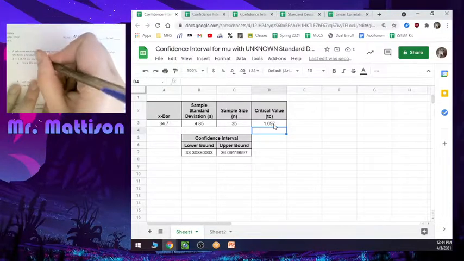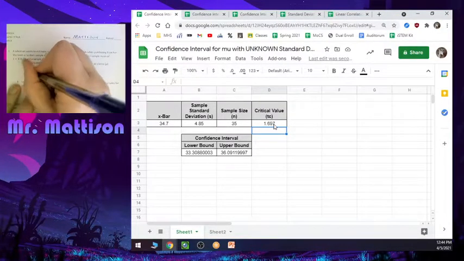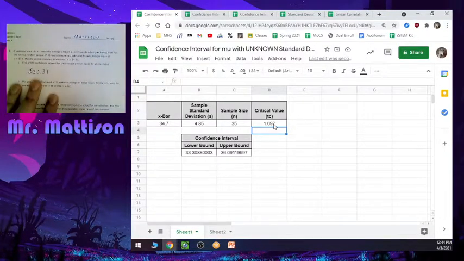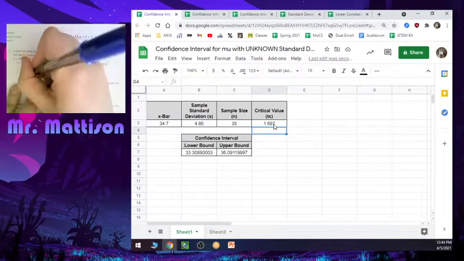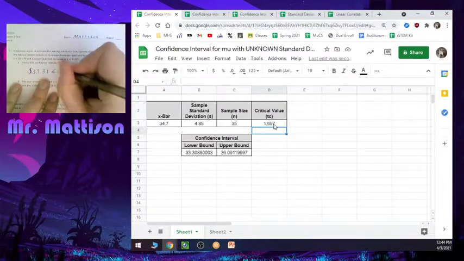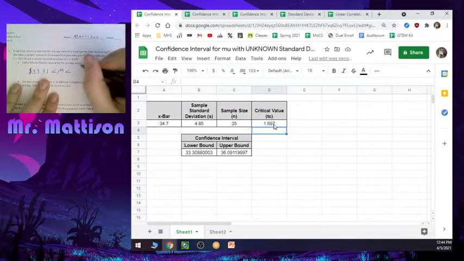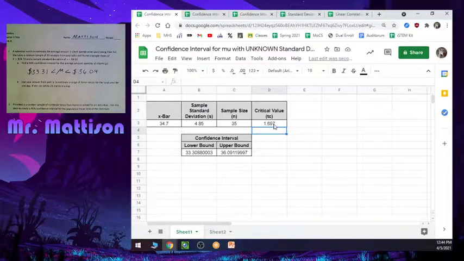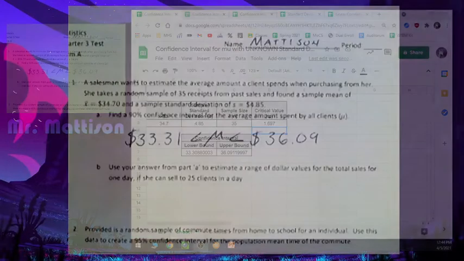So that if we round it, is going to be between $33.31. And since we're doing dollars, we're going to do that to two decimal places for cents, because that's how we typically work with those. Our mu is between that and 36.09 if we round it, dollars. Right? So there we go.